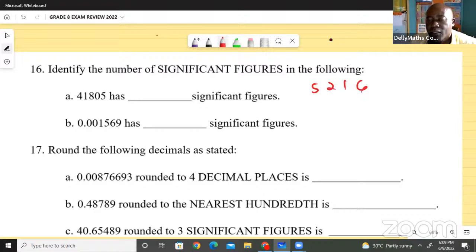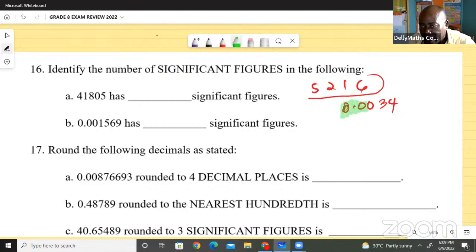2, 1, 6, all of these are significant. So this would have been 4 significant figures here. The only thing is if you have a 0. Now the 0 thing, let me just point out, if you see zeros at the front, they are not significant. So if I see something like this, these zeros at the front are not significant.